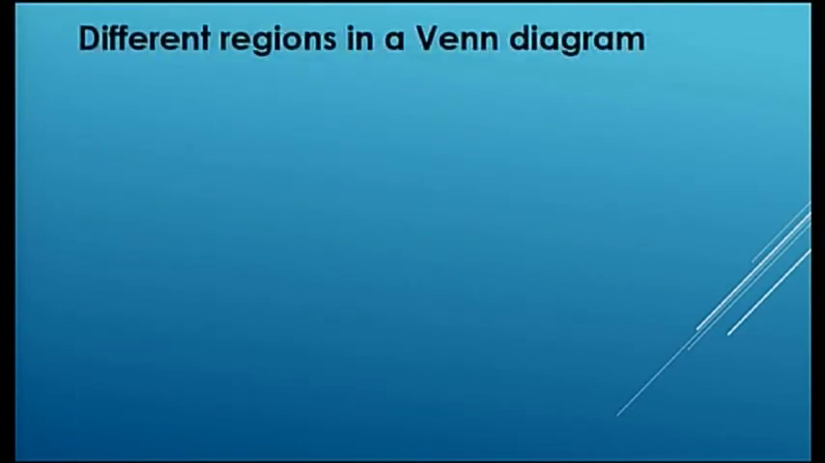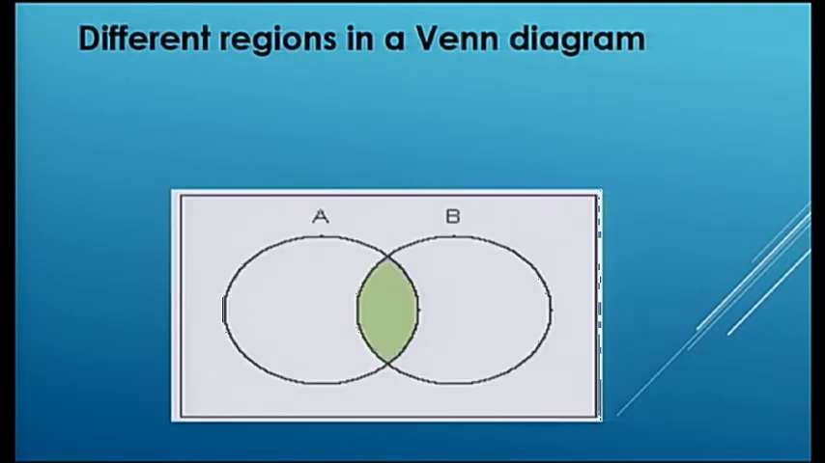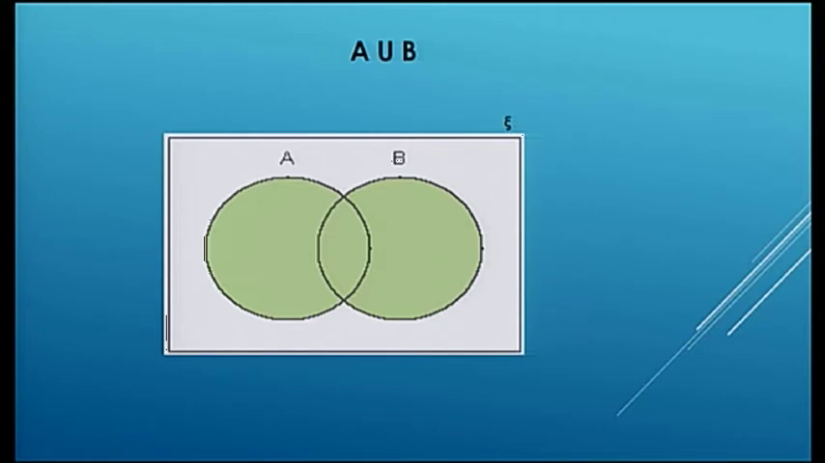Now let's have a look at the different regions in a Venn diagram. I'm going to take two sets that have common elements. Common elements mean the intersection set. That space, which is found in both set A and B, represents A intersection B. If I want to know where A union B is on a Venn diagram, the shaded part here represents A union B.